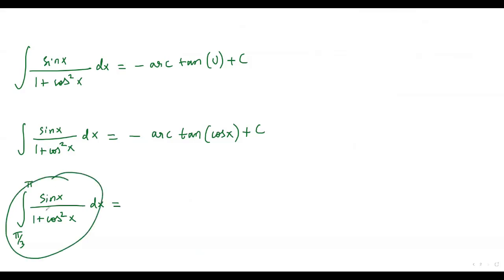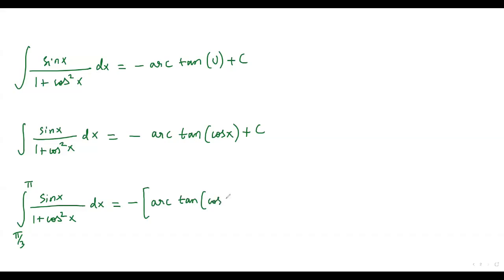Now this integration is a definite integral because we have the limits pi over 3 lower limit and upper limit pi. So now we don't need this constant of integration anymore. And also this negative sign will do nothing with the limits. So now we can apply these limits only to the result we have here. Then we get negative arc tangent of cosine x, where the lower limit is pi over 3 and upper limit is pi. Okay, let me continue.